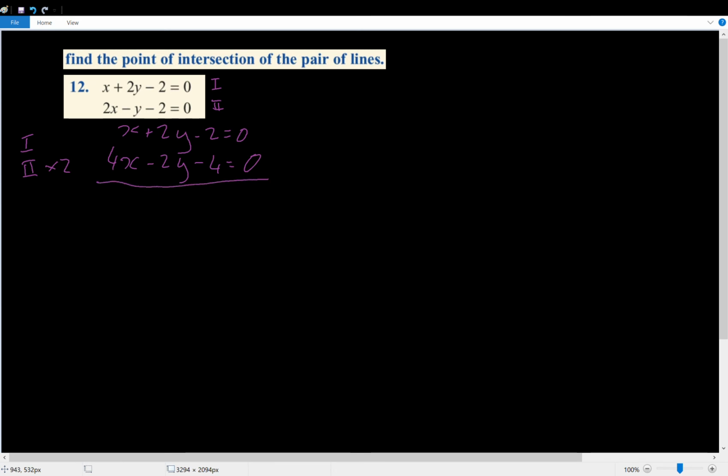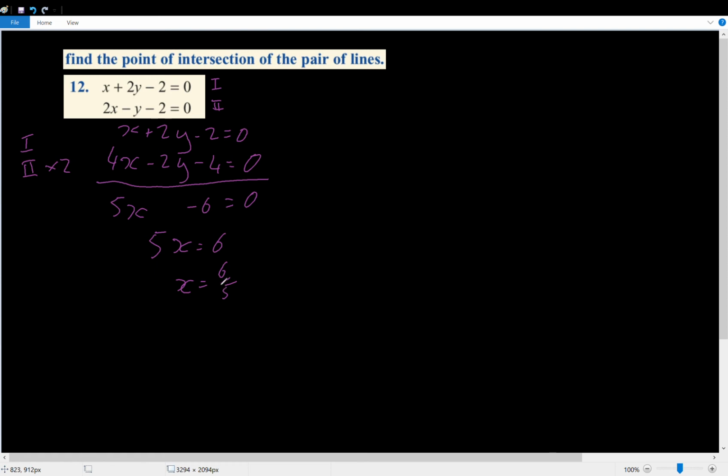We draw a line under this and we add all the terms down. x plus 4x is 5x, 2y minus 2y is 0, and -2 minus 4 is -6, and that is still equal to 0. So we have 5x - 6 = 0, which means that 5x is equal to 6, so x is equal to 6/5.